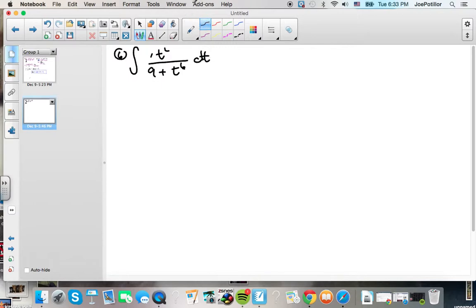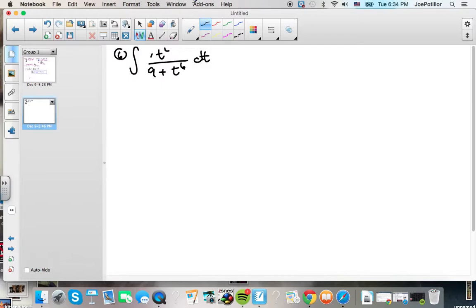Okay? Now, this one's a little bit tricky. So what I want to do is show you what will happen here. There's a couple of things I could do. I could just as easily let u equal t cubed, and then do a substitution this way. That's one way to do it. So let's do it that way, and get rid of the t squared that way.